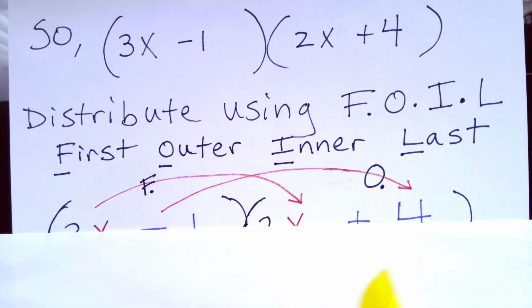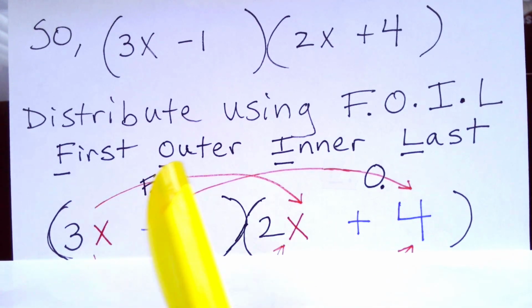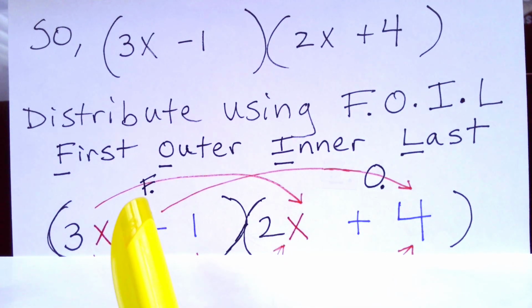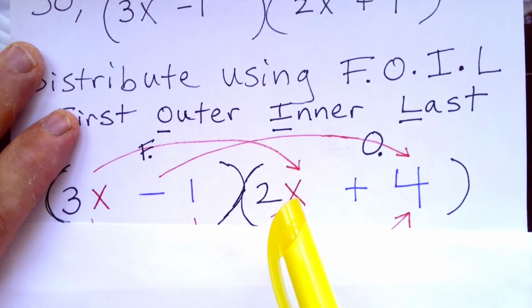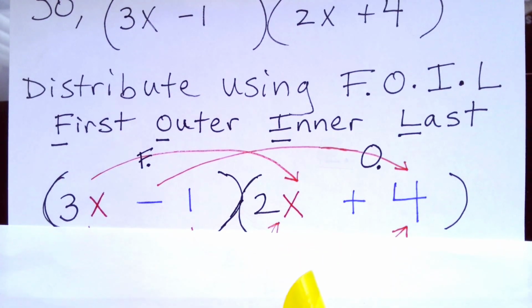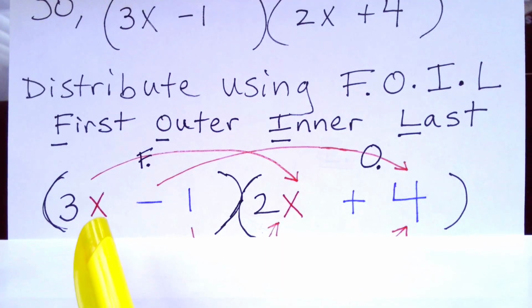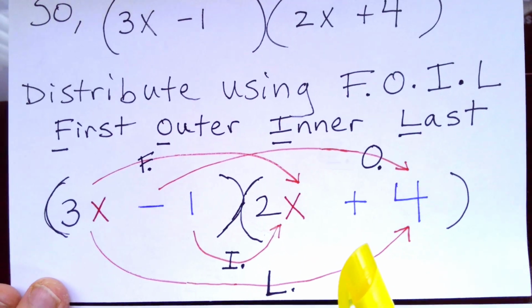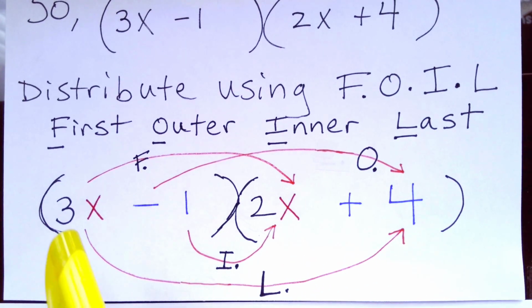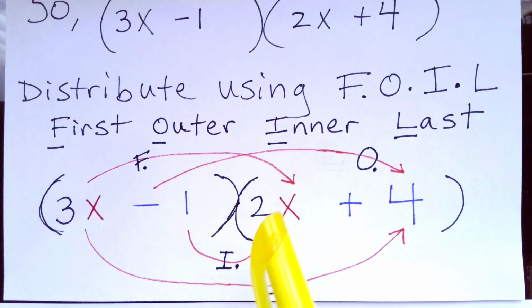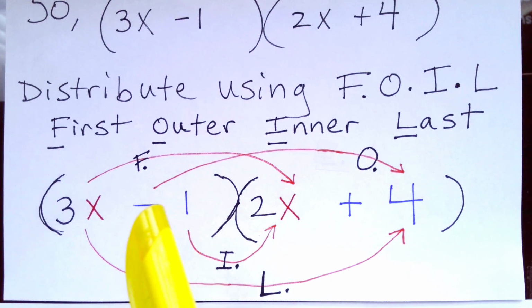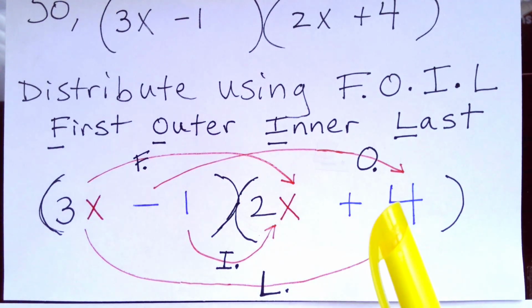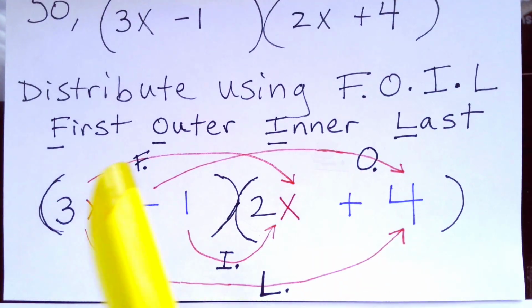And I'm showing you here with this highlight. 3x times 2x is the first term. Okay, I'm going to raise this up a little bit because I know I'm going to have to show you a little bit more, right? So 3x times the positive 4 is the last term, okay? The last term. 3x times 4 is the last term, right? Inner, negative 1 multiplied times the 2x. That's an inner term, right? And then our outer term, that negative 1 times that positive term, is our outer term.